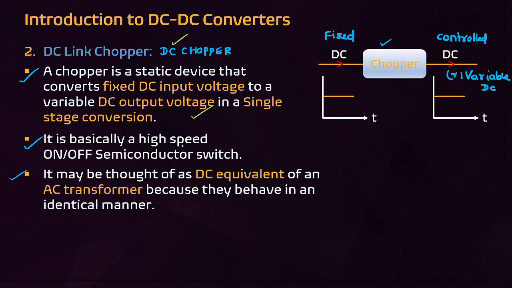It is basically a high speed on off semiconductor switch. It may be thought of as a DC equivalent of AC transformer. That is, DC to DC converters are a DC equivalent of AC transformers. Why is the name DC equivalent of AC transformers? By using the choppers, we can step up the voltage, step down the voltage. Like in transformers we can step up or step down the AC, but in choppers we can step up or step down the DC. That's the reason why a chopper or DC to DC converter is a DC equivalent of AC transformer.